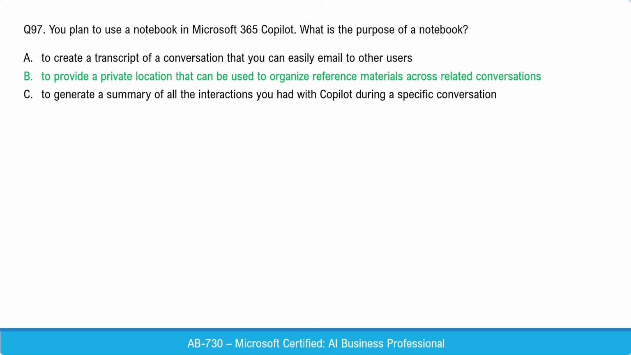Now let's look at other options, why they are incorrect. Option A talks about creating a transcript that you can email to others. This is not the purpose of a notebook. Notebooks are not designed for exporting or sharing conversation transcripts. Option C mentioned generating a summary of all interactions in a conversation. While Copilot can summarize conversations, that functionality is separate from notebooks. So the key idea is that notebooks help you organize context and materials across conversations, and that is why the correct answer is option B.